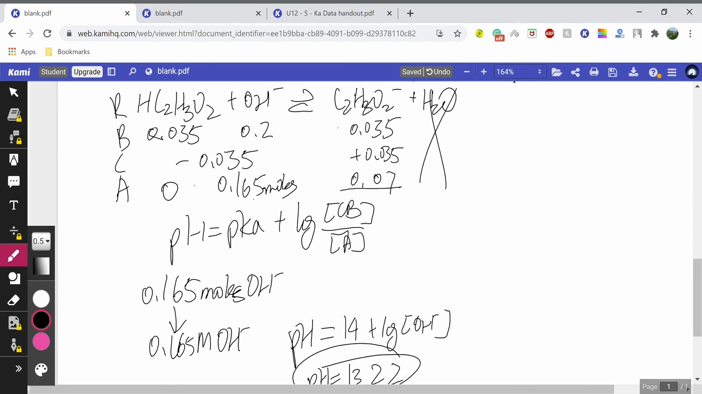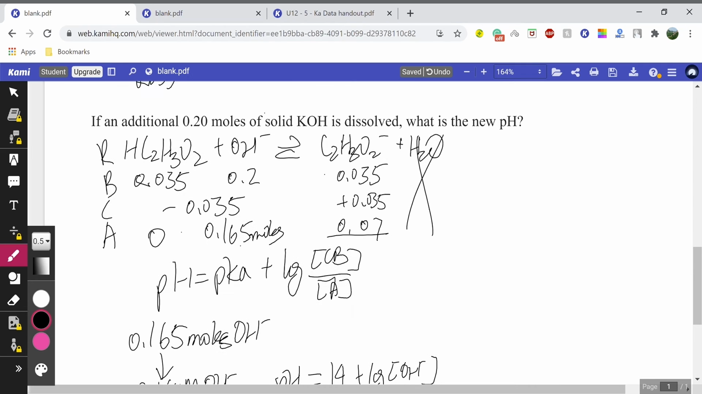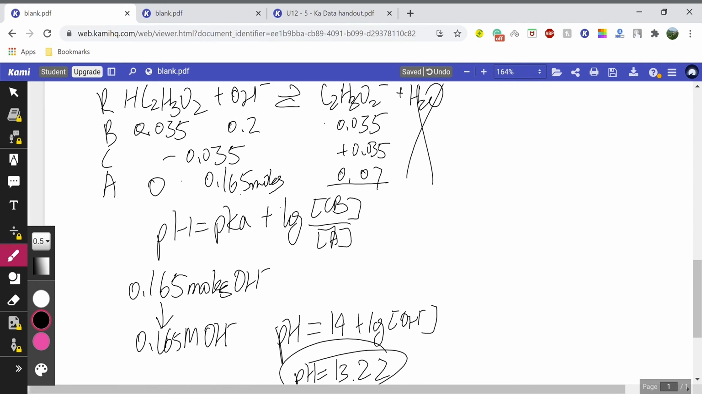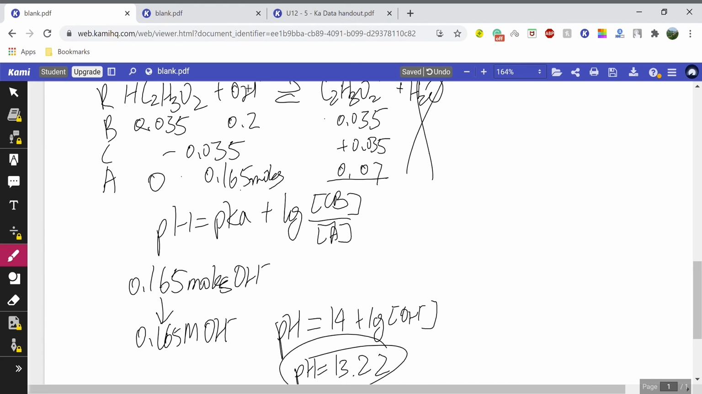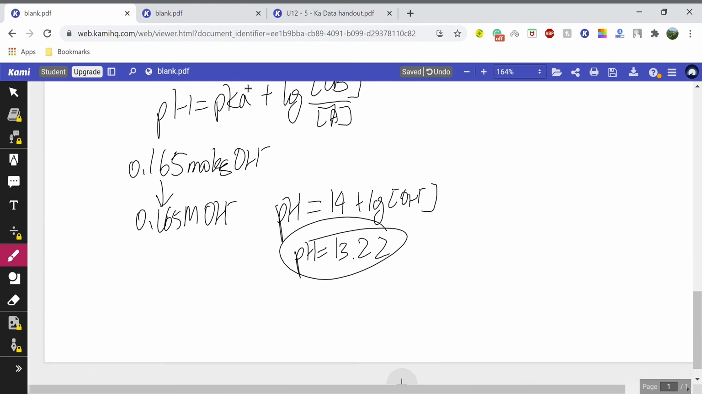So when we have excess OH minus, and if you're dealing with the opposite, you have excess H3O plus, you can just take the concentration of OH minus or H3O plus and take the negative log of that and add 14 if necessary to find yourself the new pH.